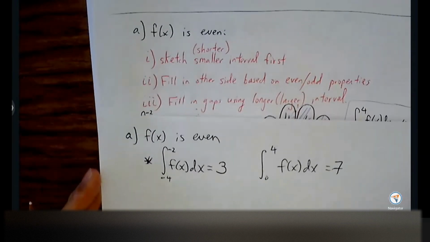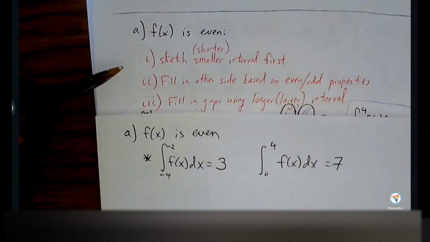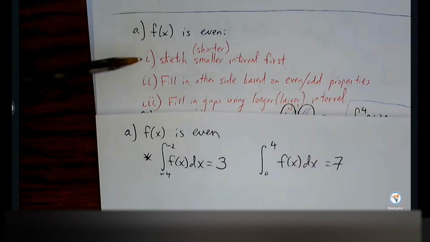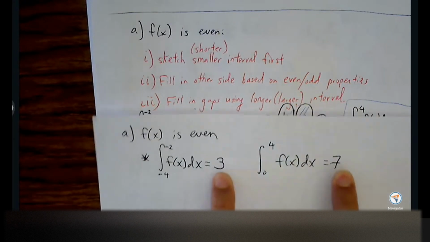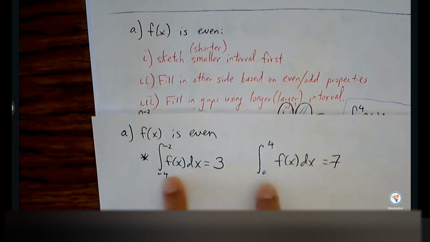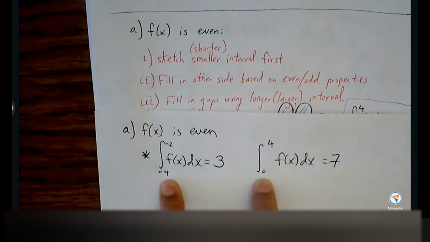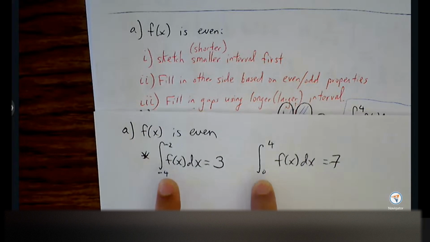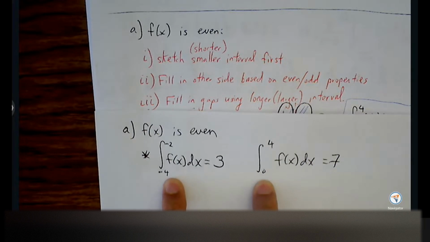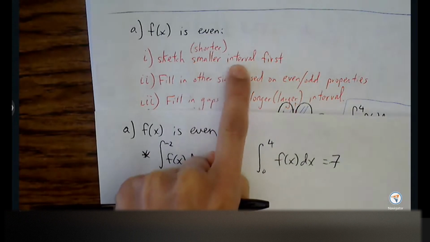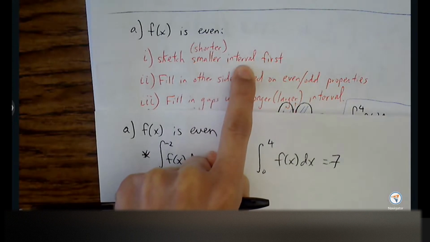Now here are a couple of tips as to how you're going to create your graph. First thing, sketch the shorter interval first. Okay, don't look at the value. The value has no bearing. Look at which covers a shorter interval. So which covers a shorter interval? -4 to -2, or from 0 to 4? Yeah, this is a smaller interval, right? So you're going to sketch that smaller interval first.